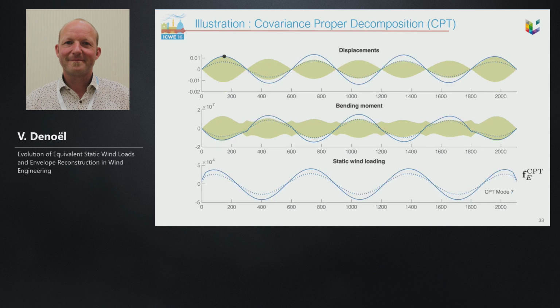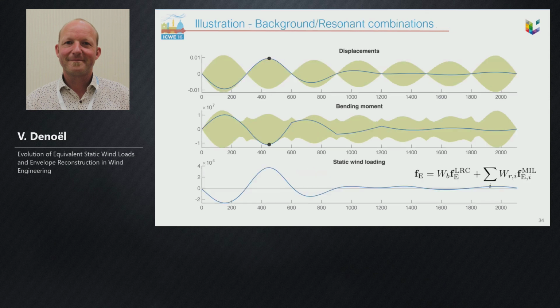We could do the same with the second CPT mode, and this is what you would obtain. So with the actual value in solid line, this is what you have. And if you scale it down, you see you don't do such a bad job because you recover displacement and bending moments. I would say we should consider ourselves quite lucky in this case, because keep in mind that the CPT decomposition is just based on the forces, and it contains no information at all about the structure. All right, so let me keep going.